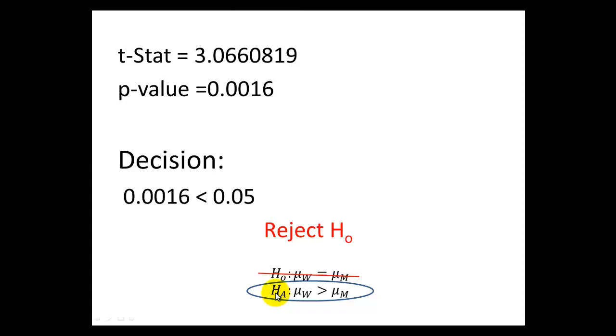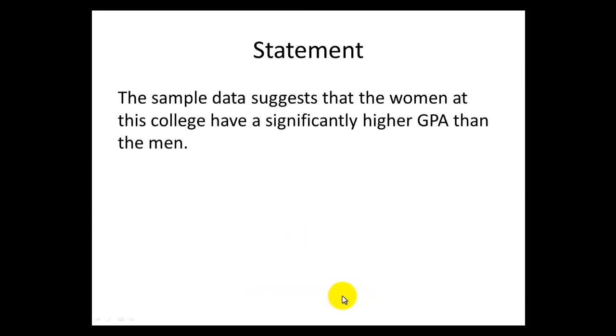Now, what does the alternative say? We leave the testing process with a conclusion that says that the mean GPA of the women is greater than the mean GPA of the men. Let's make a sentence. The sample data suggest that the women at this college have a significantly higher GPA than the men. Again, exactly what we were left with in our hypothesis statement. The women have a higher mean GPA than the men.